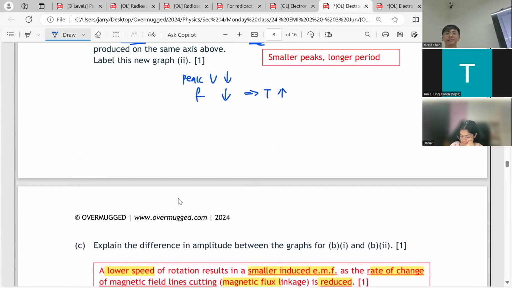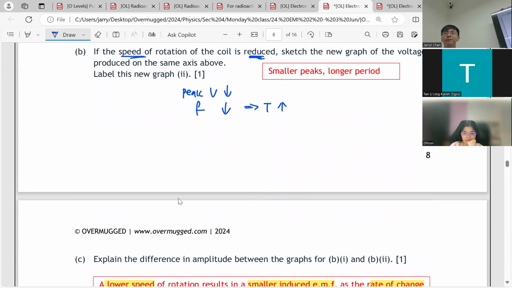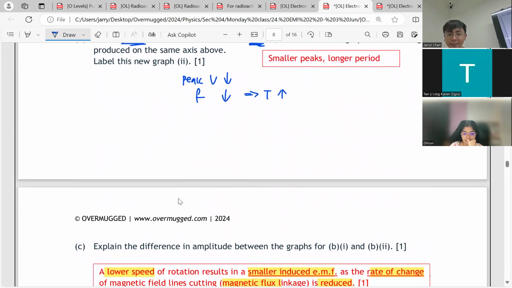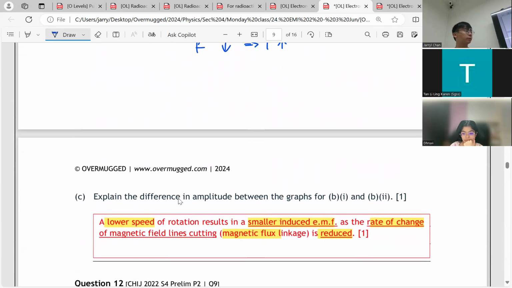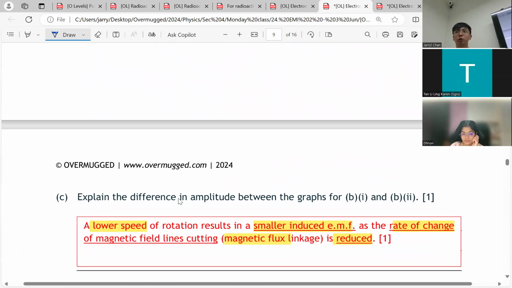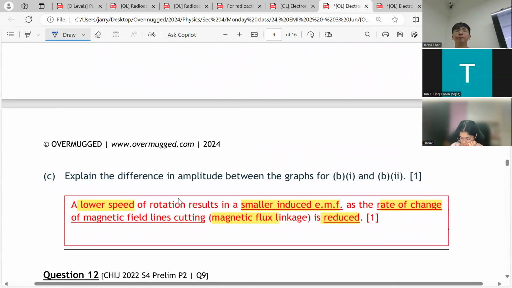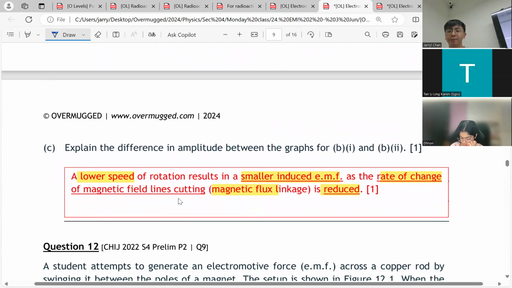Part C, explain the difference in the amplitude between the graphs. Okay, so this is the explanation question for Ruby. Just now you were saying the explanation. Okay, so this one, yeah, no Lenz's law involved, rather Faraday's. Okay, so we should code that further as well. Lower speed, smaller induced EMF because rate of change of magnetic flux is lower, is smaller, is slower. Can accept. Okay, so based on Faraday's law.